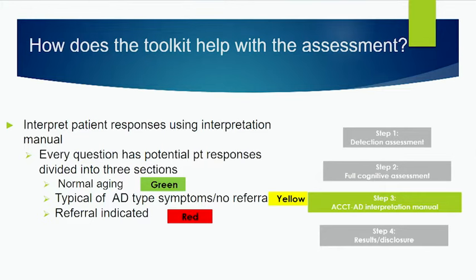you don't add up the number of greens, the number of yellows, and the number of reds, okay? If there's any reds, you need to consider it might need a referral. If it's mostly greens and there's some definite yellows, then you might need to consider this may well be Alzheimer's disease, okay? And use the interpretation manual to help you. But just because greens outweigh yellows doesn't mean they're completely normal, okay?